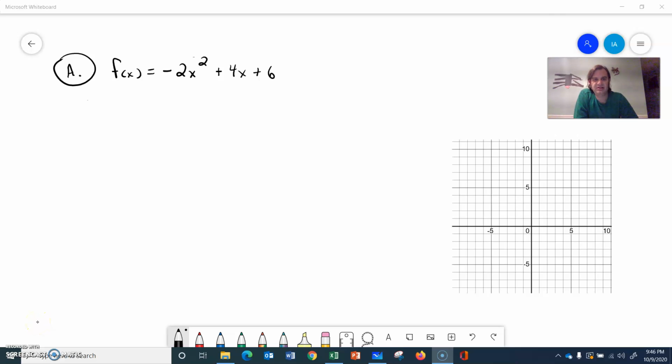Hey, it's Mr. Allred, and we're going to do some more practice problems in graphing quadratics. So the one we have here is f of x equals negative 2x squared plus 4x plus 6.